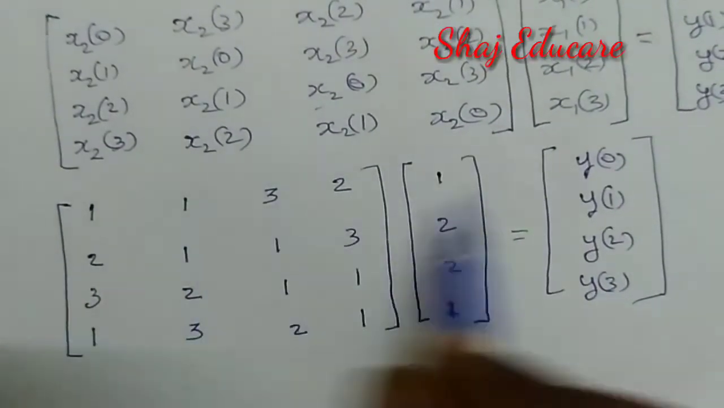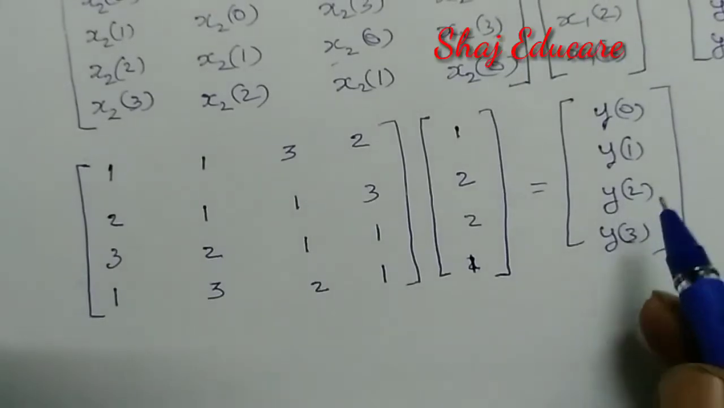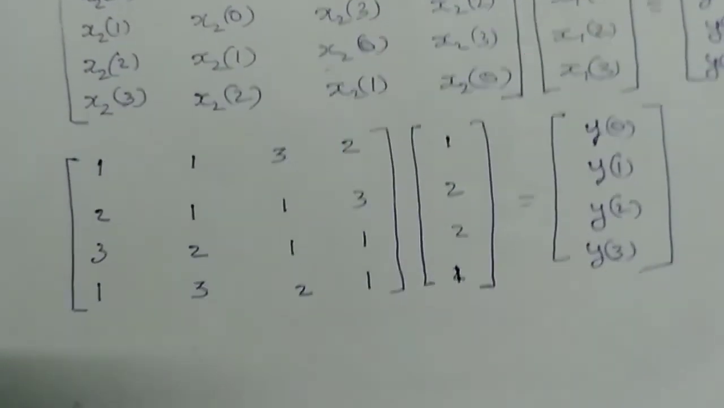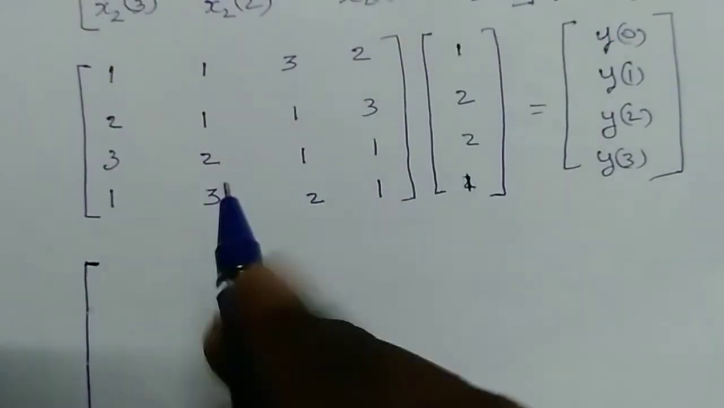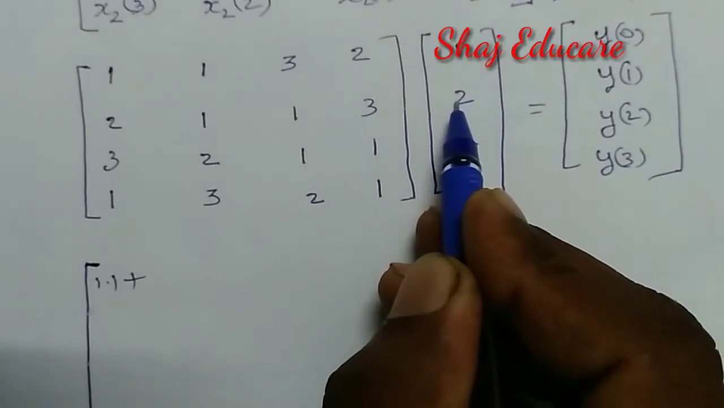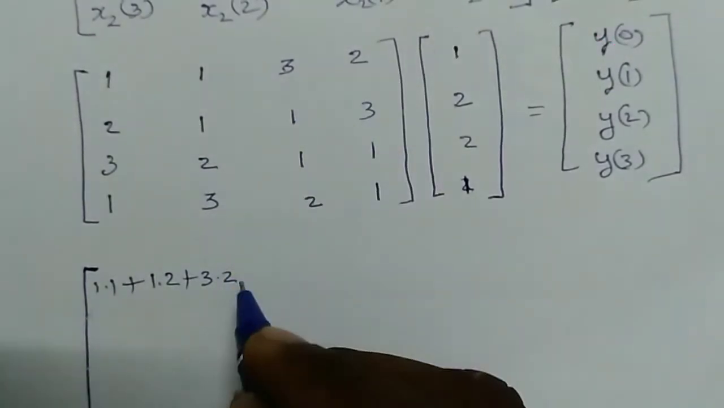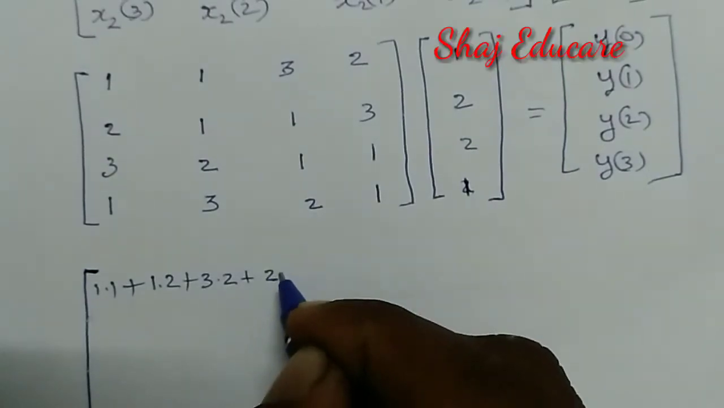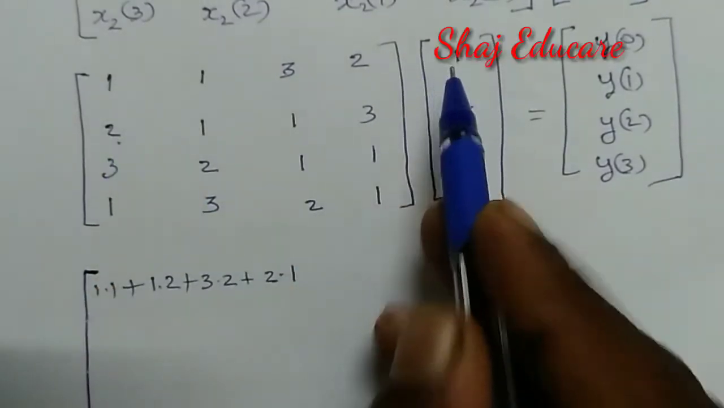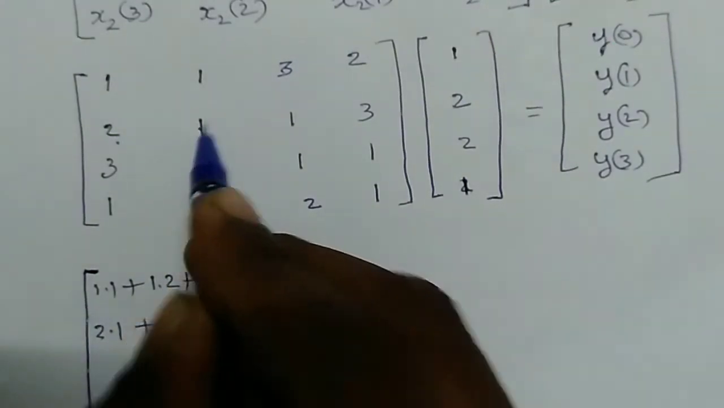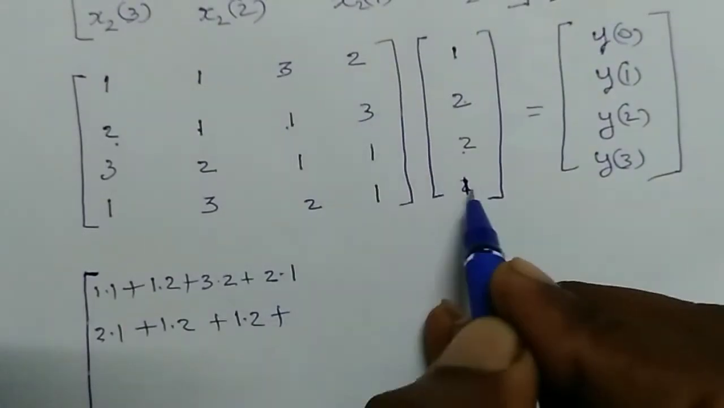Now what we have to do is just multiply using the ordinary matrix multiplication method. Then the result will be the circular convolution using the matrix multiplication method. Let us do that. 1 into 1 plus 1 into 2 plus 3 into 2 plus 2 into 1. Next, 2 into 1 plus 1 into 2 plus 1 into 2 plus 3 into 1.